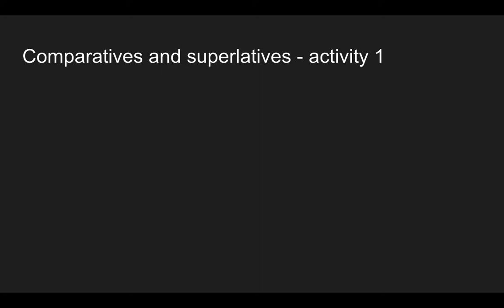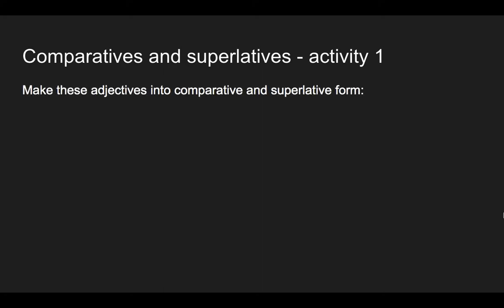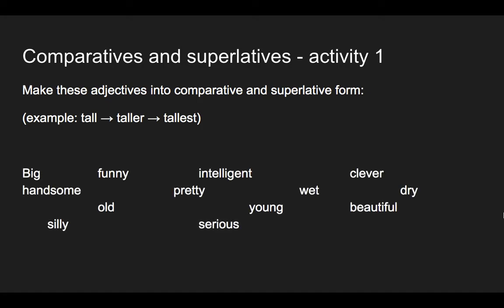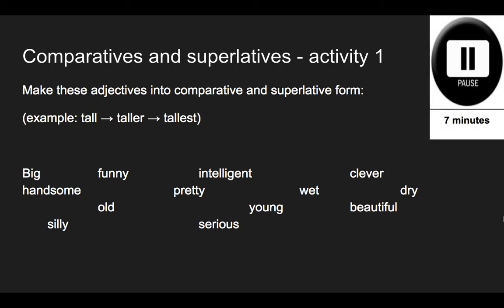Okay, so first activity for you. Make these adjectives into their comparative and superlative form. Okay, so for example, tall, change to taller and tallest. So here are all the other ones. I want you to change it into the comparative form, taller, and the superlative form, tallest, for all of these here. And you've got about 7 minutes to do that, so you can pause the video and do the activity.